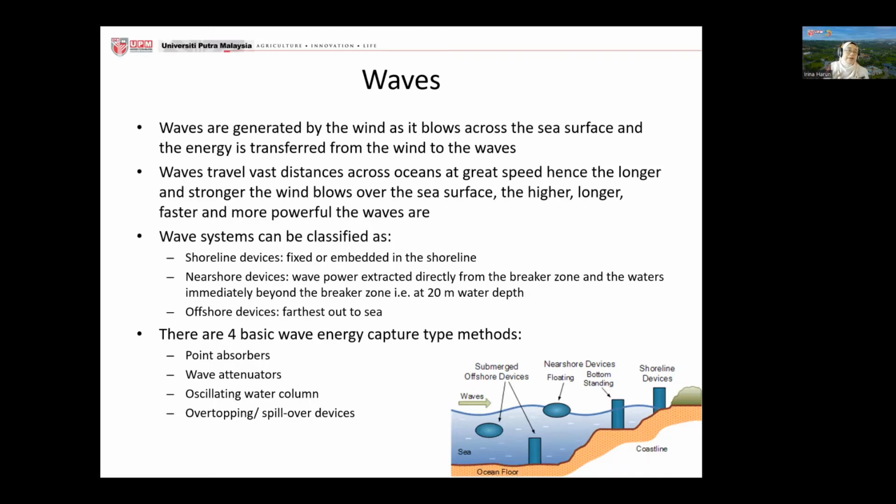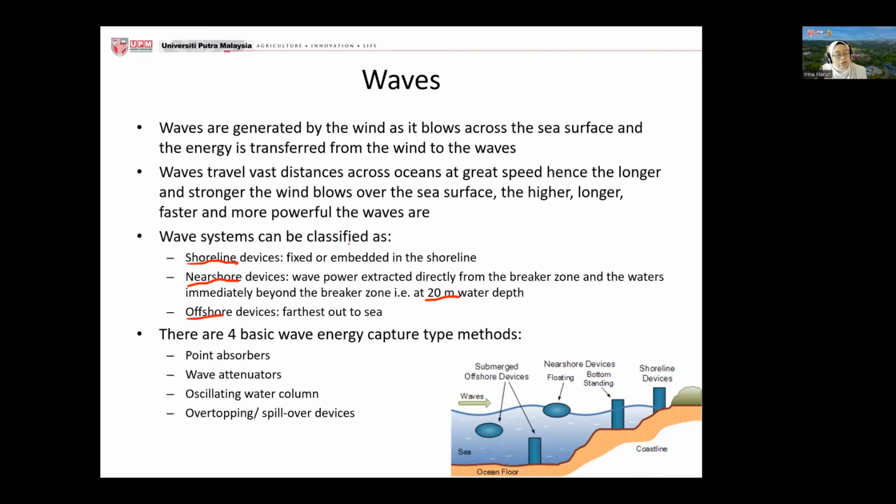There are actually many types of systems that you can install, but basically there are three categories. First is the shoreline devices, and this is actually the keyword, so it's close to the shoreline. Then you have near shore devices, from the breaker zone and the waters immediately beyond the breaker zone, around 20-meter water depth. And then you have the offshore devices, which are further out to the sea.